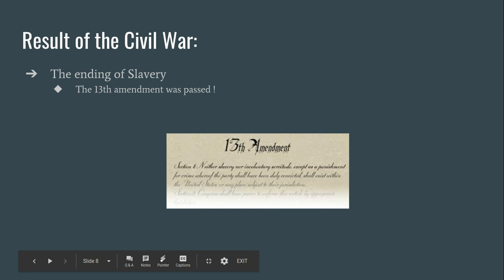And one of the main results of the Civil War that we will talk about later was the ending of slavery. The 13th Amendment was passed. Abraham Lincoln started out with just wanting to end slavery in the states that were rebelling and was okay with that. But then after all the wars and the long fighting, he decided that slavery needed to end for good. And through the Emancipation Proclamation and the 13th Amendment, this was able to happen.